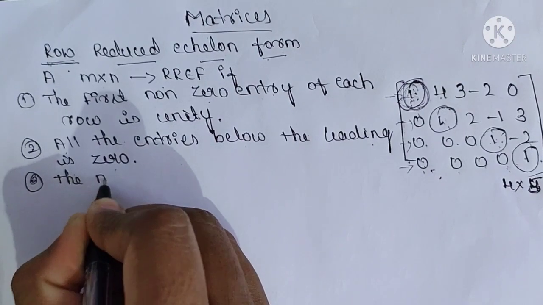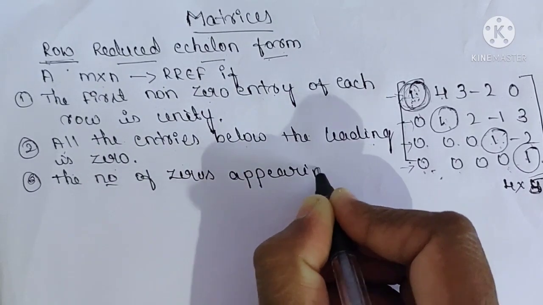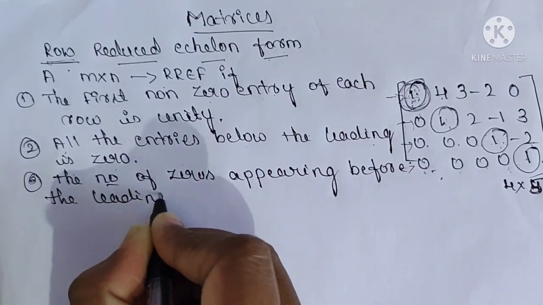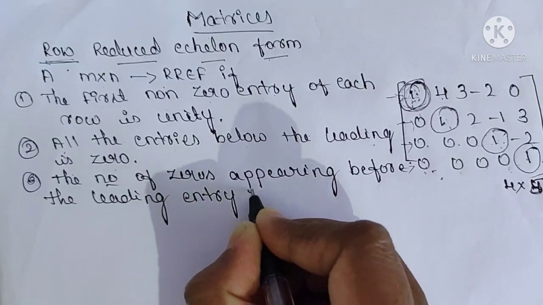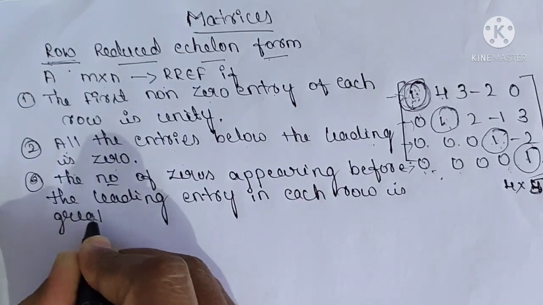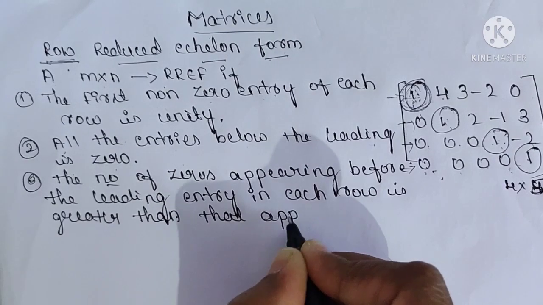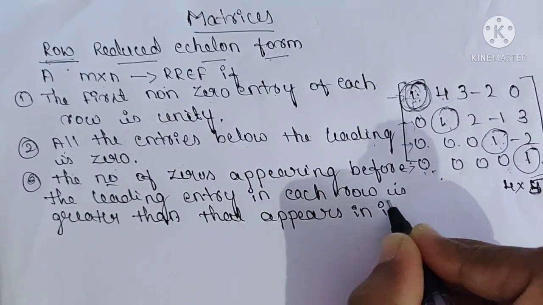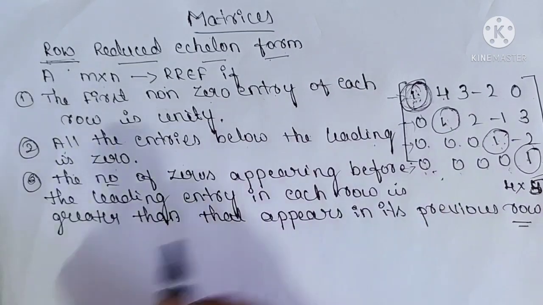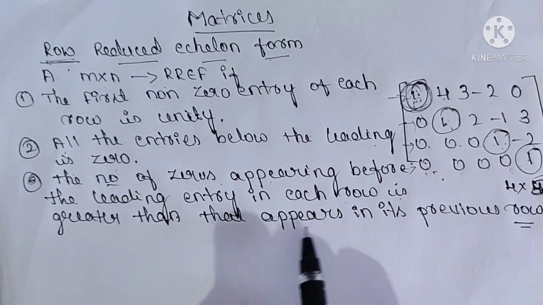Third point: the number of zeros appearing before the leading entry in each row is greater than that appearing in its previous row. This is the third point. The number of zeros appearing before the leading entry in each row is greater than that appearing in its previous row.